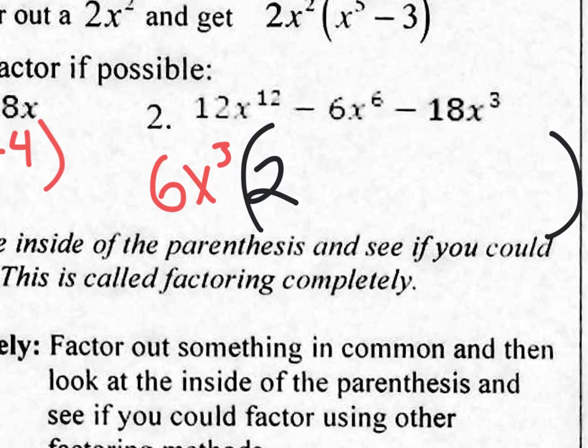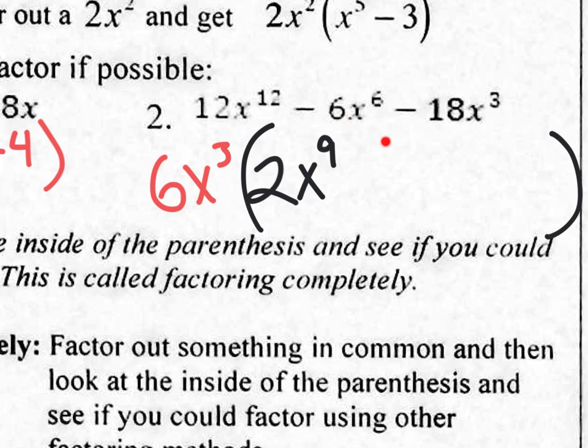Okay, now how about x's? X to the 3rd times how many x's will get us back to the x to the 12th? Remember, when you're multiplying, you're really adding exponents. So that would be an x to the 9th. So that first term is 2x to the 9th. Let's move on to the middle term.